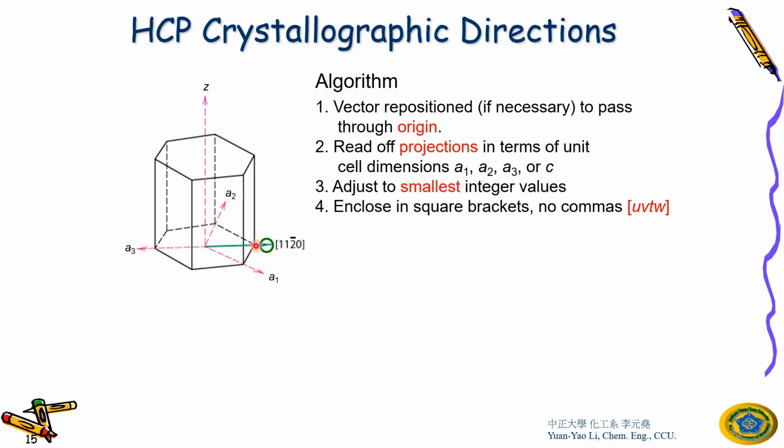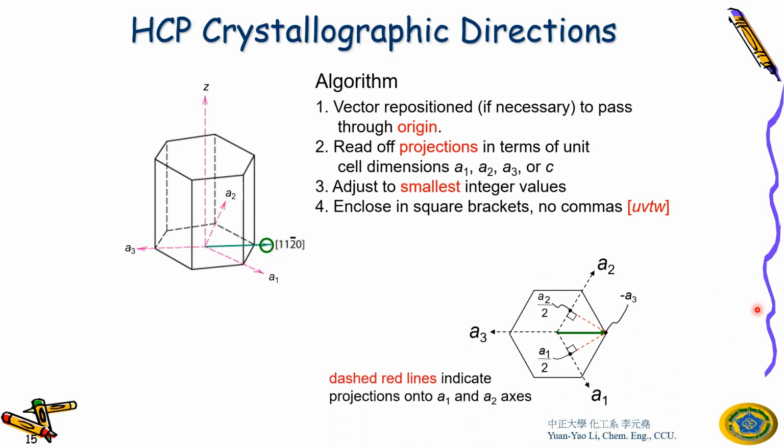Okay, how about this one? If I give you the vector in this direction, how can you do this for me? Of course, you already know this is 1, 1, 2 over bar and 0. Square bracket. But how can you get this number? Let's put this in a 2-dimensional first for the A1, A2, and A3, because you know Z is 0 anyway.